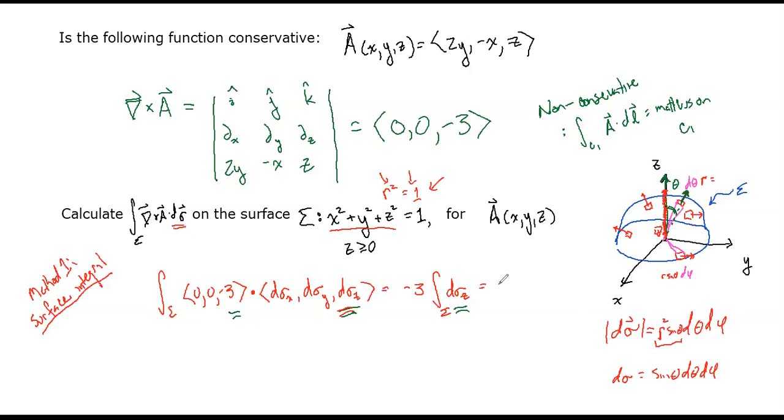So overall, what we get is -3 integral over the surface. And then we'll have to specify what that surface is. And then we have r squared, but r is 1, sine theta. Then we get a cosine theta because we're picking the z component, d theta, d phi.